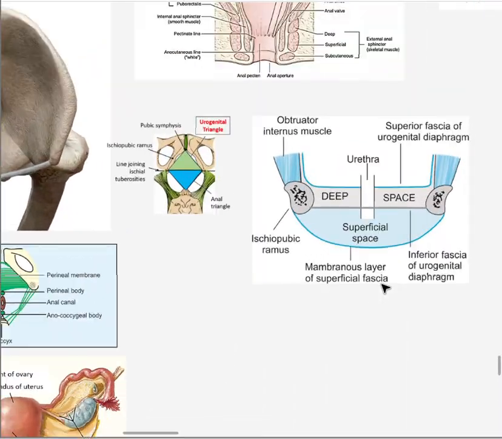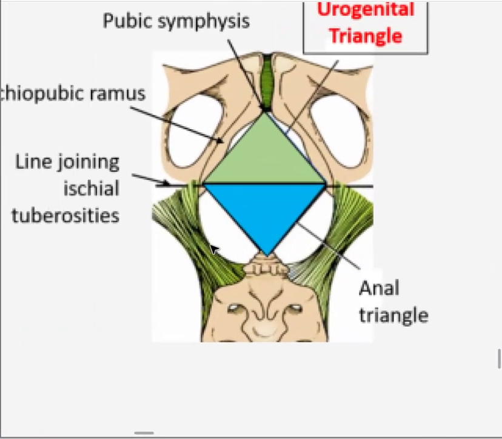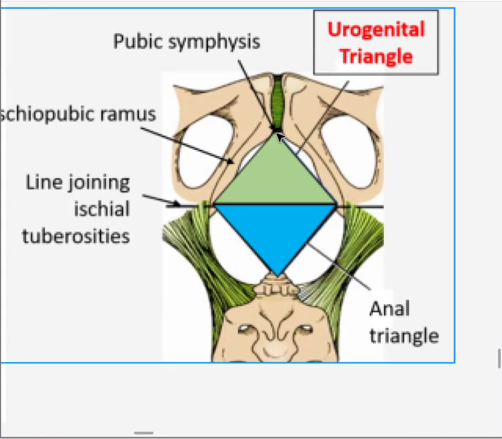Before we move on to anything else, we should see we have the pubic symphysis, and then the coccyx here, and then the imaginary line joining the two ischial tuberosities, and the ischiopubic ramuses on either side on the anterior part. We divide this entire perineal space into two triangles. There's a urogenital triangle and then there is an anal triangle.